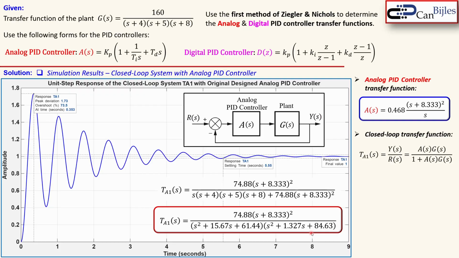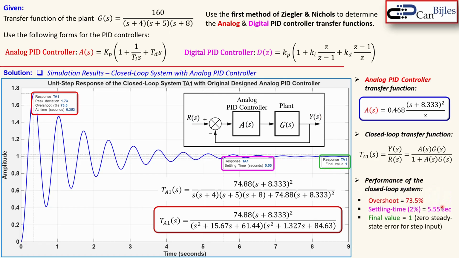Well, what is interesting is not this transfer function, but the performance. This is the unit step response produced by MATLAB, and you see here the overshoot, the settling time, and also the final value is given. So if I now summarize this here, the overshoot is 73.5%, not quite high. Settling time is almost 5.5 seconds, and the final value is 1. Well, we apply 1 as a unit step input, and we reach 1, so there is 0 steady state error. That's of course nice for position error and position control systems.